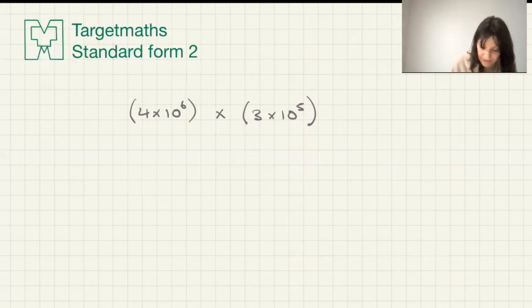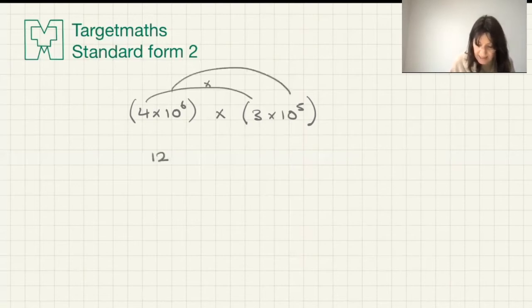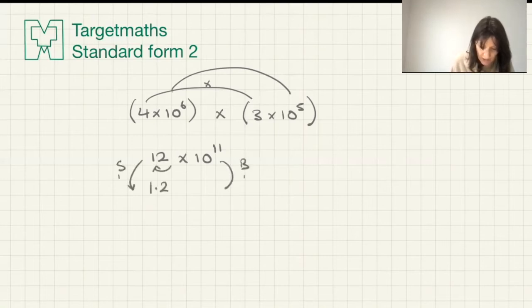Okay, I'm going to do my numbers first. I've got 4 times 3, and 4 times 3 is 12. I'm then going to do my powers. I've got 10 to the power of 6 times 10 to the power of 5, so 10 to the power 6 plus 5 is 11. That is not standard form because I cannot have 2 digits. So I'm moving one place to create 1.2. That has become smaller by 1, so I want to be bigger by 1 on this side, making it 10 to the 12.